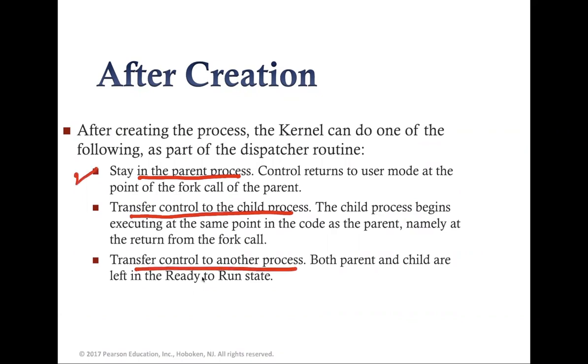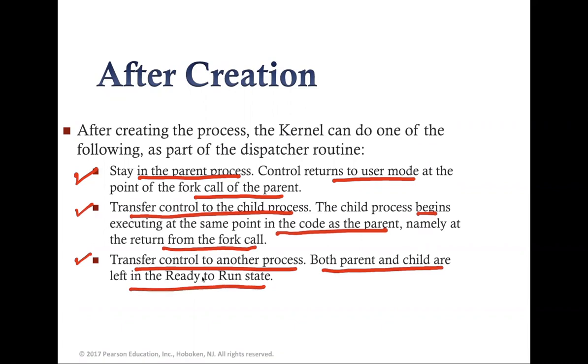If it stays in the parent process, that means the control will return to the user mode. This is at the point of the fork call of the parent. And if it transfers the control to the child process, the child will begin to execute at the same point in the code as the parent process, namely the return from the fork call. If it transfers control to another process, that means both parent and child are left in the ready to run state.